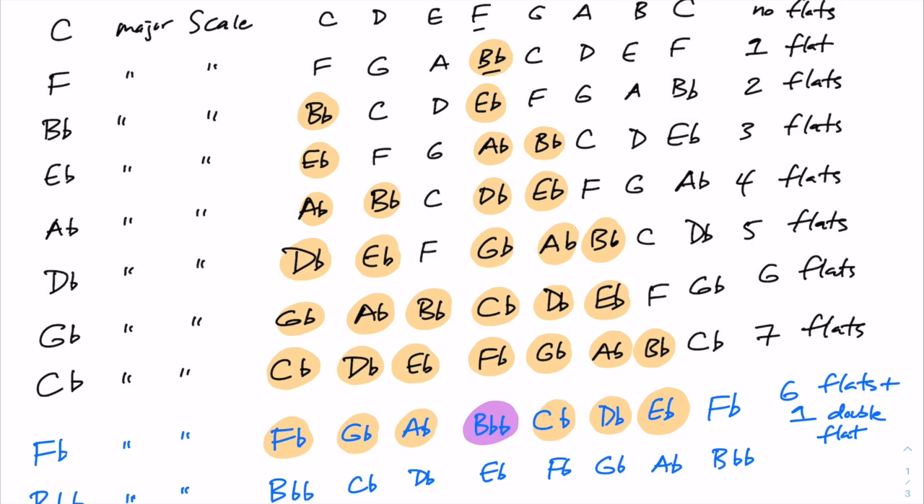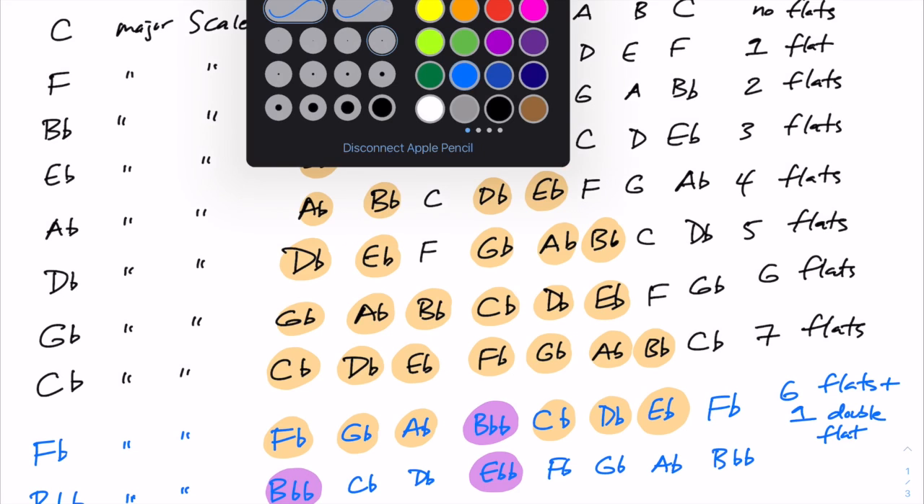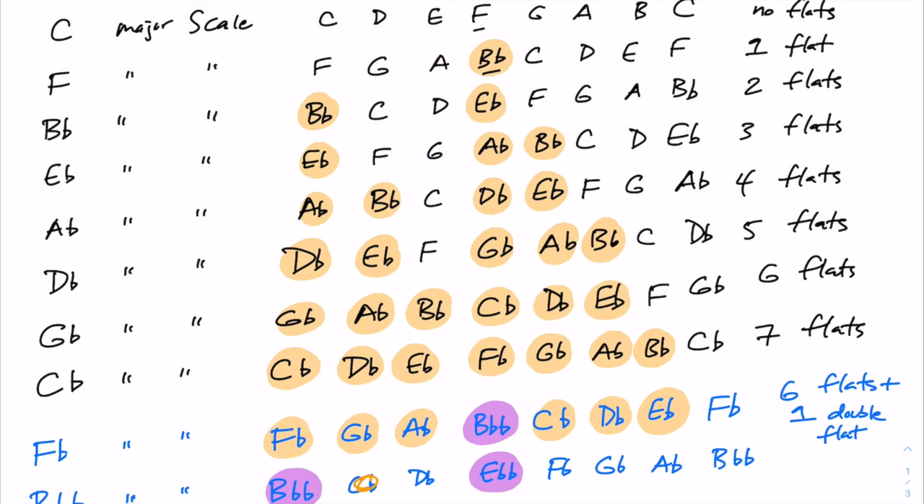Well, which note becomes flattened? The fourth note, but it's already flattened. Okay, well then let's double flat it. Okay. So we have 2 double flats now and 5 flats. Whoa, I didn't want to do that. Hold on. 1, 2, 3, 4, 5. Okay, so 5 flats plus 1. Now I'm going to stop here.